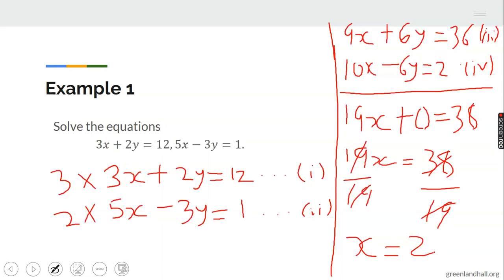Sorry. Okay, let me use this side. To solve for y when x equals 2, that will be 3. So anywhere you see your x, you put 2, plus 2y equals 12. This is from equation 1.